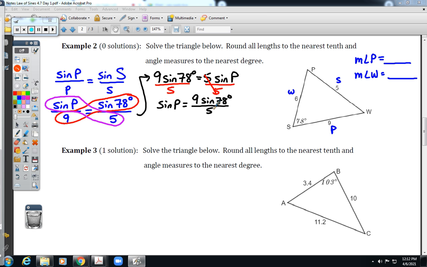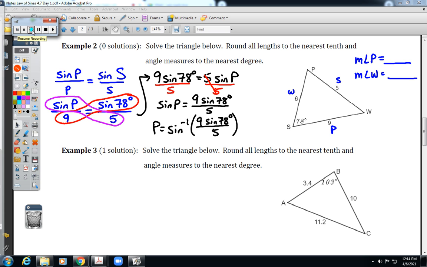Sine to the negative first, arc sine, inverse sine, whichever way you're comfortable with me saying it. We need to take the arc sine. So P is supposed to be the inverse sine, so you hit second sine, of 9 times the sine of 78 degrees divided by 5. Put that into your calculator and see what happens.